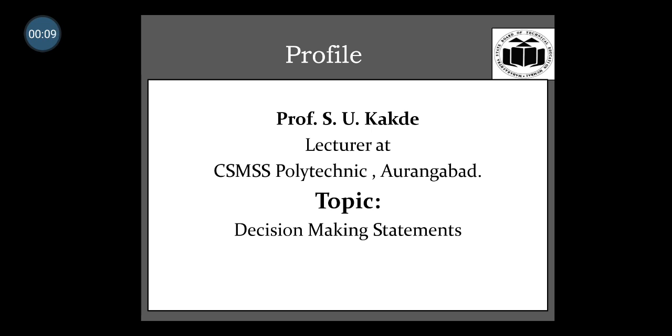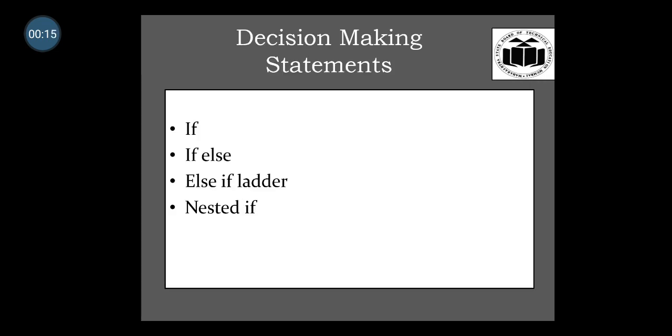Today, we will discuss decision-making statements in C language. There are four decision-making statements. First is if, second is if else, third is if else ladder, and fourth is nested if. Another one is there, that is the switch statement. But in this lecture, we are going to see only four statements.